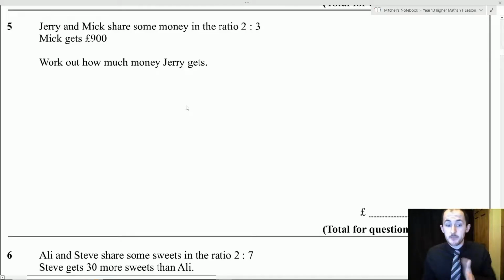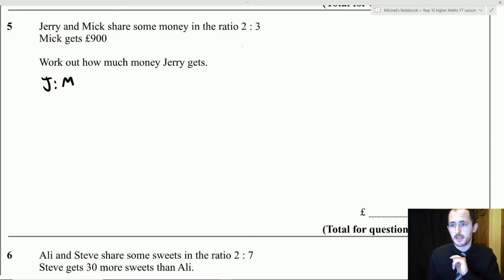In a very similar vein, right, we have Jerry and Mick share some money in the ratio 2-3, and this is very similar to the previous question, okay? So Jerry to Mick is 2-3. And it tells me that Mick gets £900. Okay?